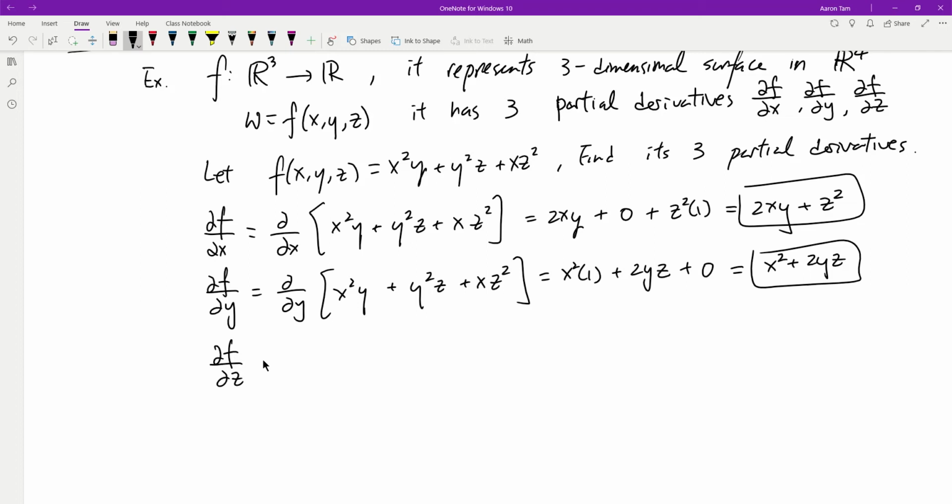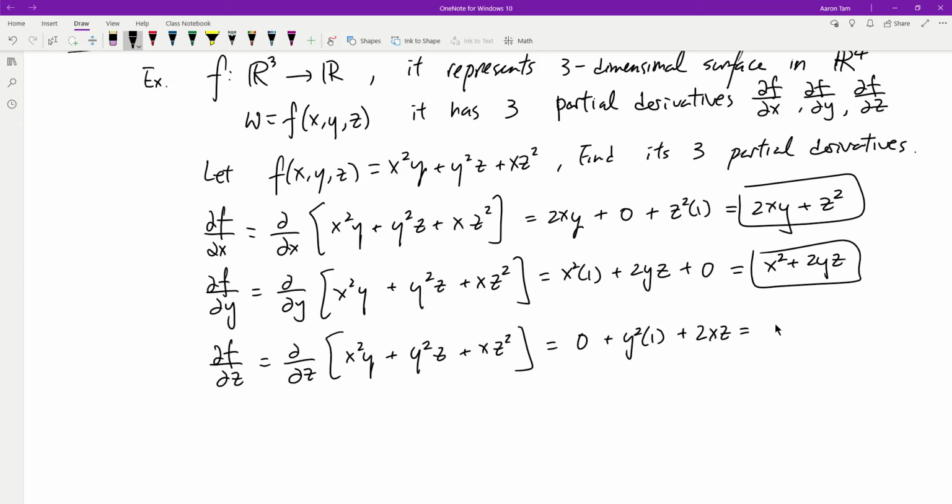df over dz. So that would be d over dz of x squared y plus y squared z plus xz squared. So x squared y has no z in it, therefore its derivative is 0, plus y squared is a constant, derivative of z is 1, so it becomes y squared times 1, plus xz squared. The derivative of that is x times the derivative of z squared, which is 2z, so it becomes 2xz. So therefore this becomes y squared plus 2xz.